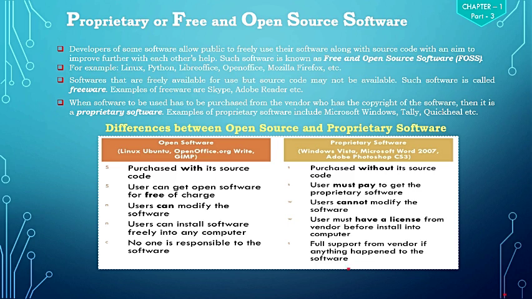In case of open source software, no one is responsible for the software. It is free for all. In case of proprietary software, we get full support from the vendor if anything happens to the software. So these are the major differences between proprietary and open source software. So now you have got an idea. So these are all the things in this session.